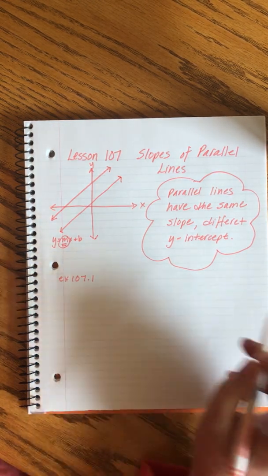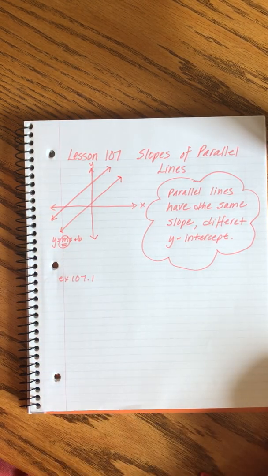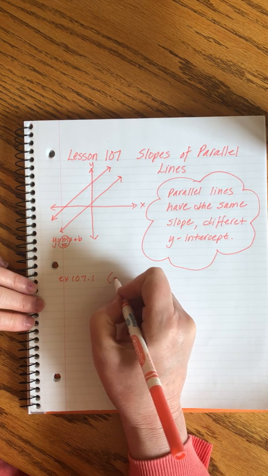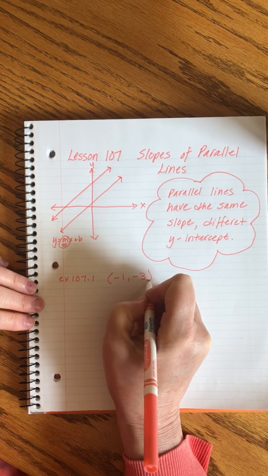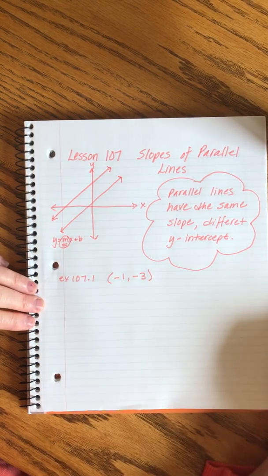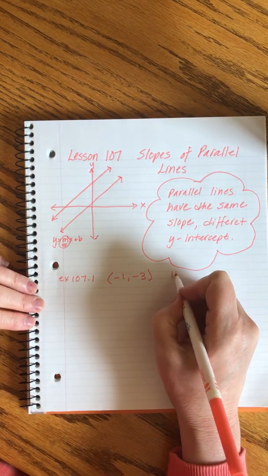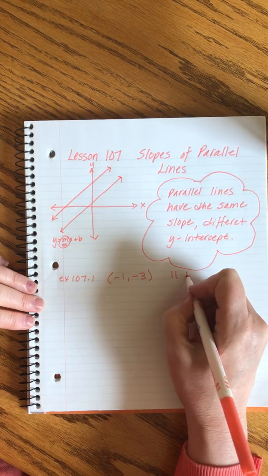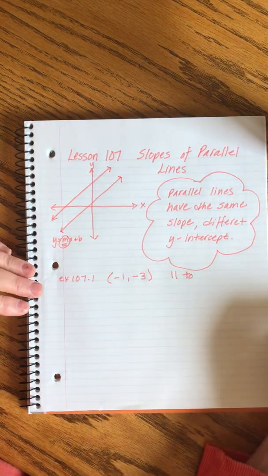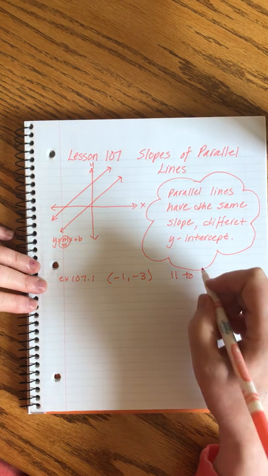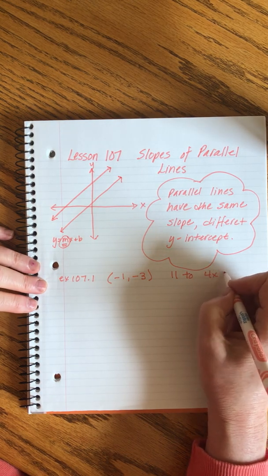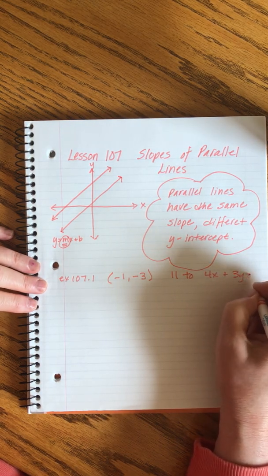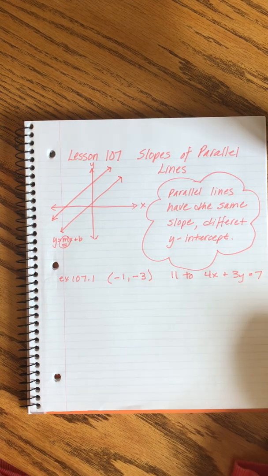So let's look at an example, 107.1. We're getting so far, you guys. We're very near the end. Find the equation of the line through this point that is parallel, that's the mathematical sign for parallel to, to 4x plus 3y equals 7.